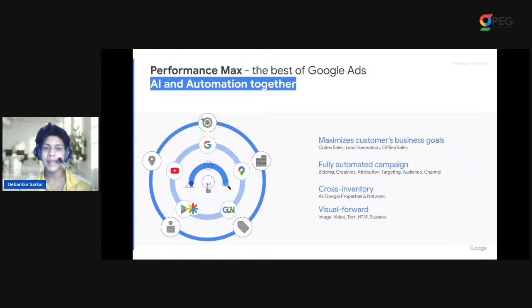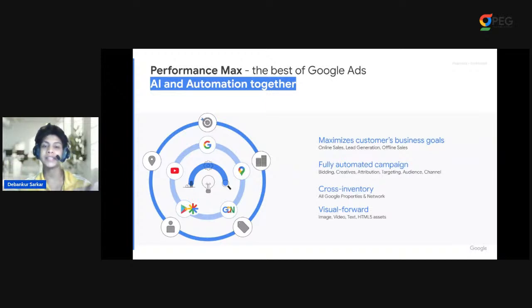Firstly, it maximizes your customers' business goals, right? Whether your objective is online sales, lead generation, or even offline sales, PMax is designed to drive towards those specific outcomes. Then it is also a fully automated campaign. This means that many of the traditionally manual tasks like bidding adjustments, creative optimization, audience targeting, or channel selection are intelligently handled by Google's AI, freeing up a lot of your time and resources.